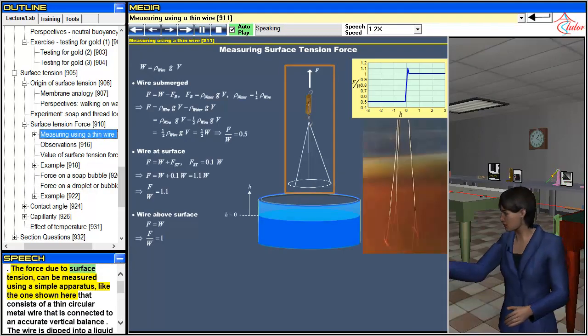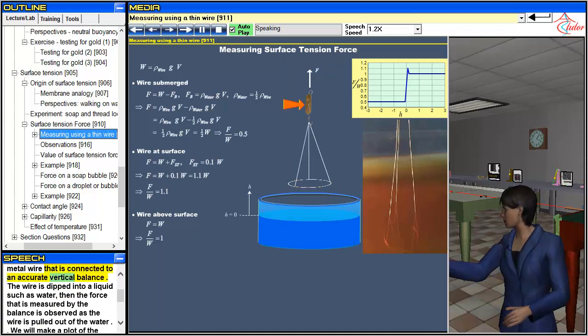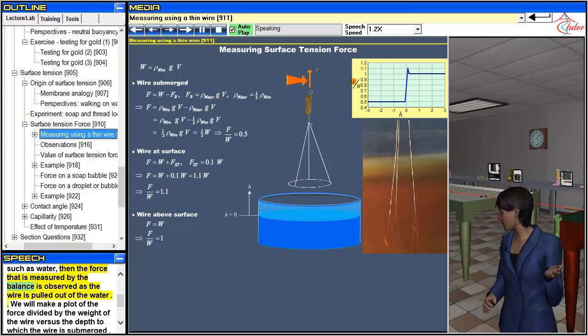The force due to surface tension can be measured using a simple apparatus, like the one shown here, that consists of a thin circular metal wire that is connected to an accurate vertical balance. The wire is dipped into a liquid such as water. Then the force that is measured by the balance is observed as the wire is pulled out of the water.